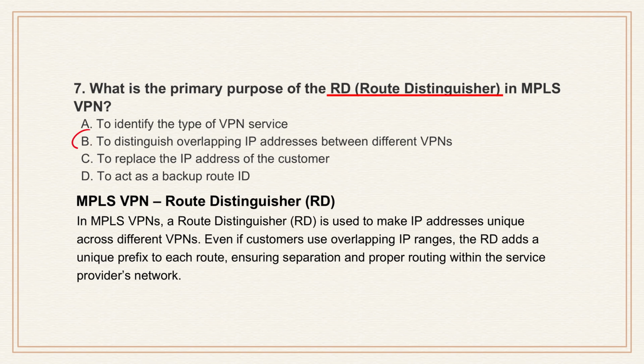It's like having two people named John Smith, but one lives in the US, one lives in the UK. The country code, like the RD, keeps their mail separate. This lets providers host lots of VPN customers safely, even with overlapping addresses. That's a really clever trick to keep everything separate behind the curtain.